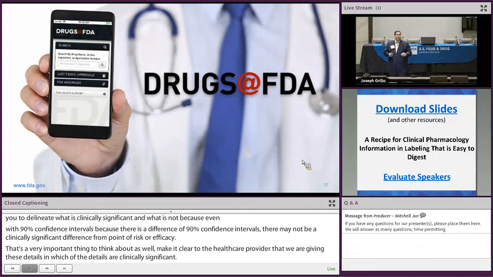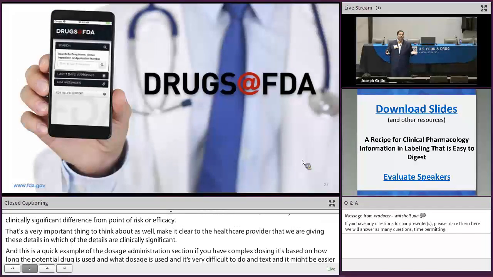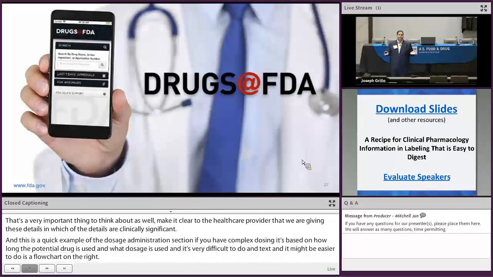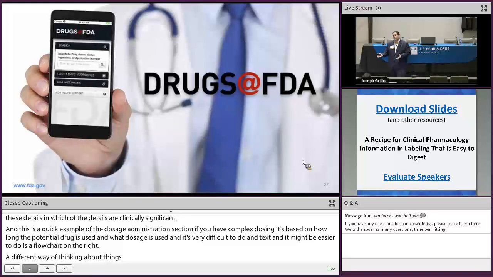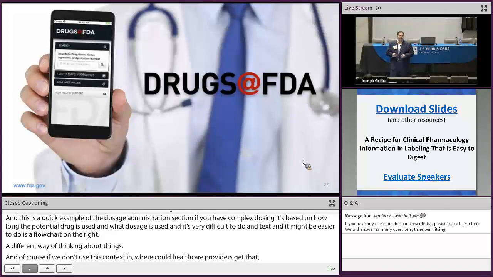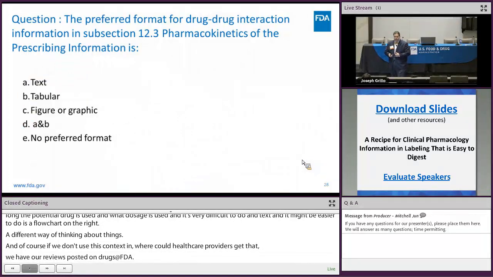And of course, if we don't put all this context in, where could healthcare providers get some of that information? Well, we do have our reviews, at least for the NMEs, posted on Drugs@FDA. Of course, they can always contact the company and ask for additional information. But there are ways to get additional context for academics or people who would need that information. So, thank you.